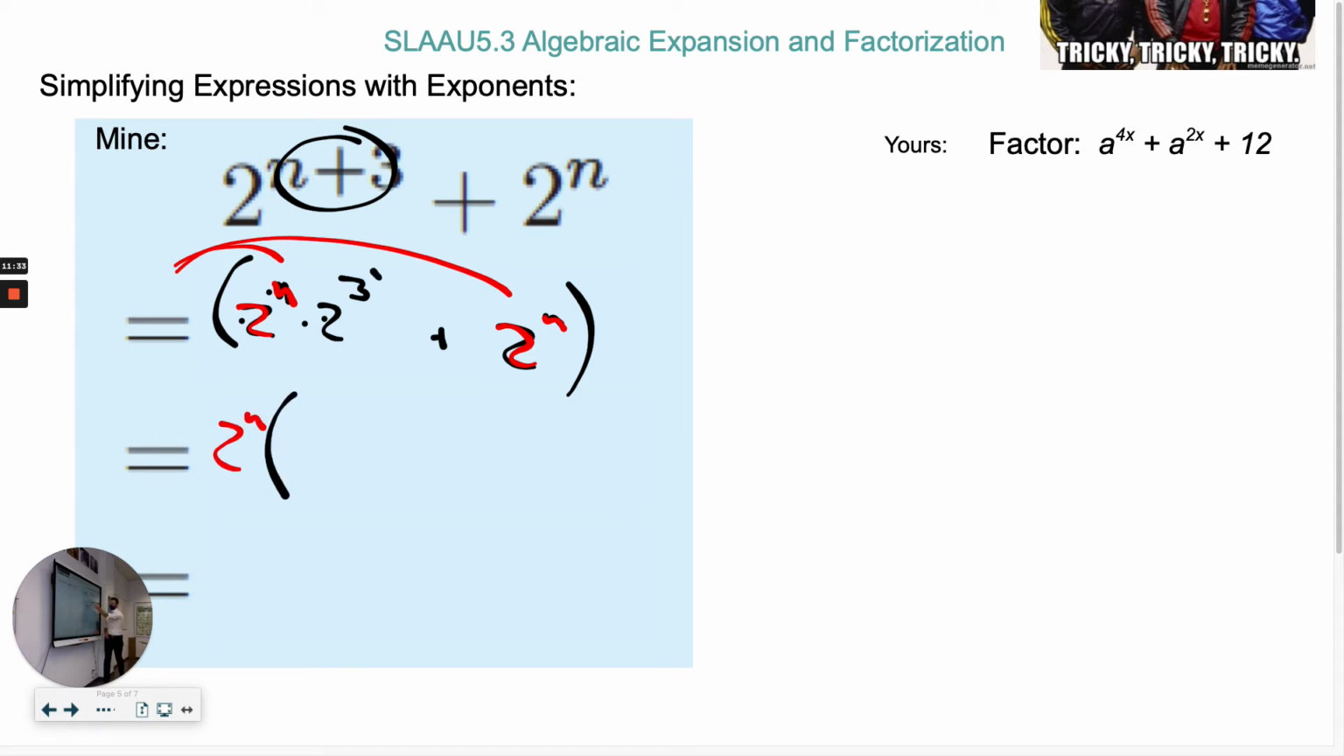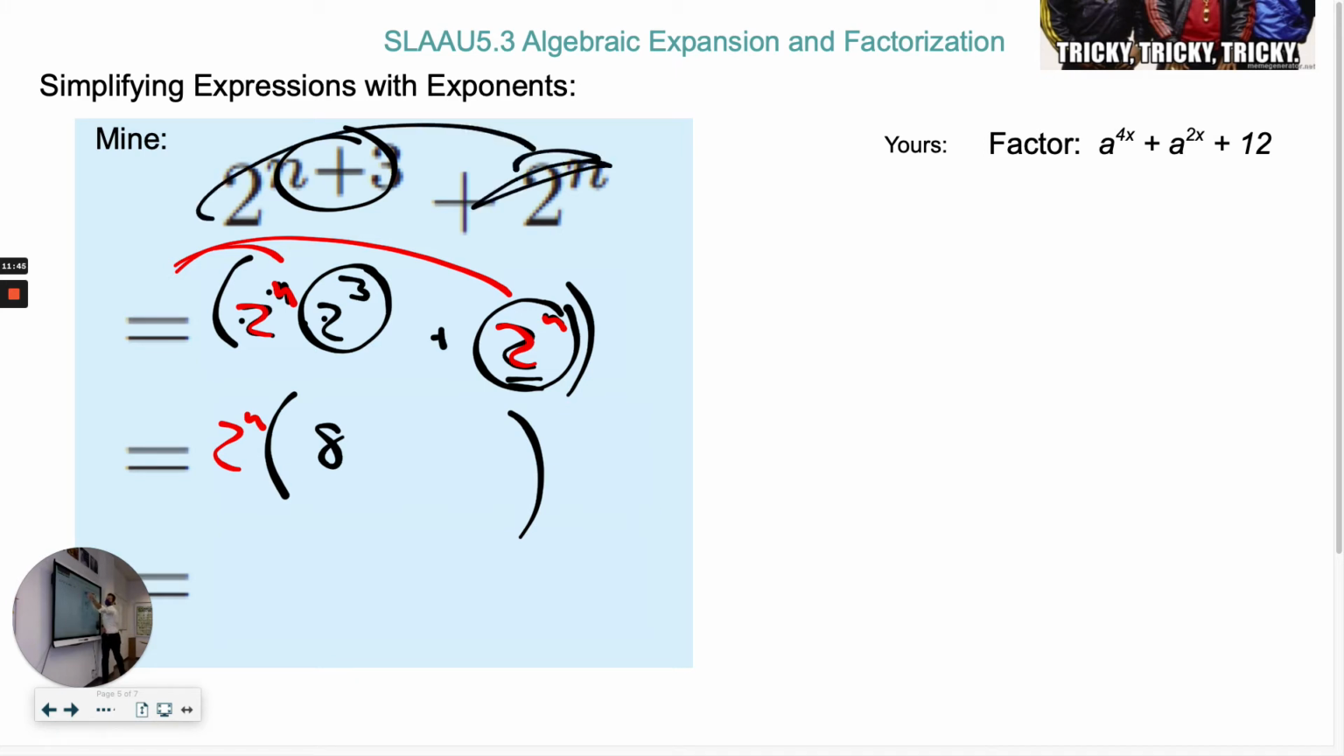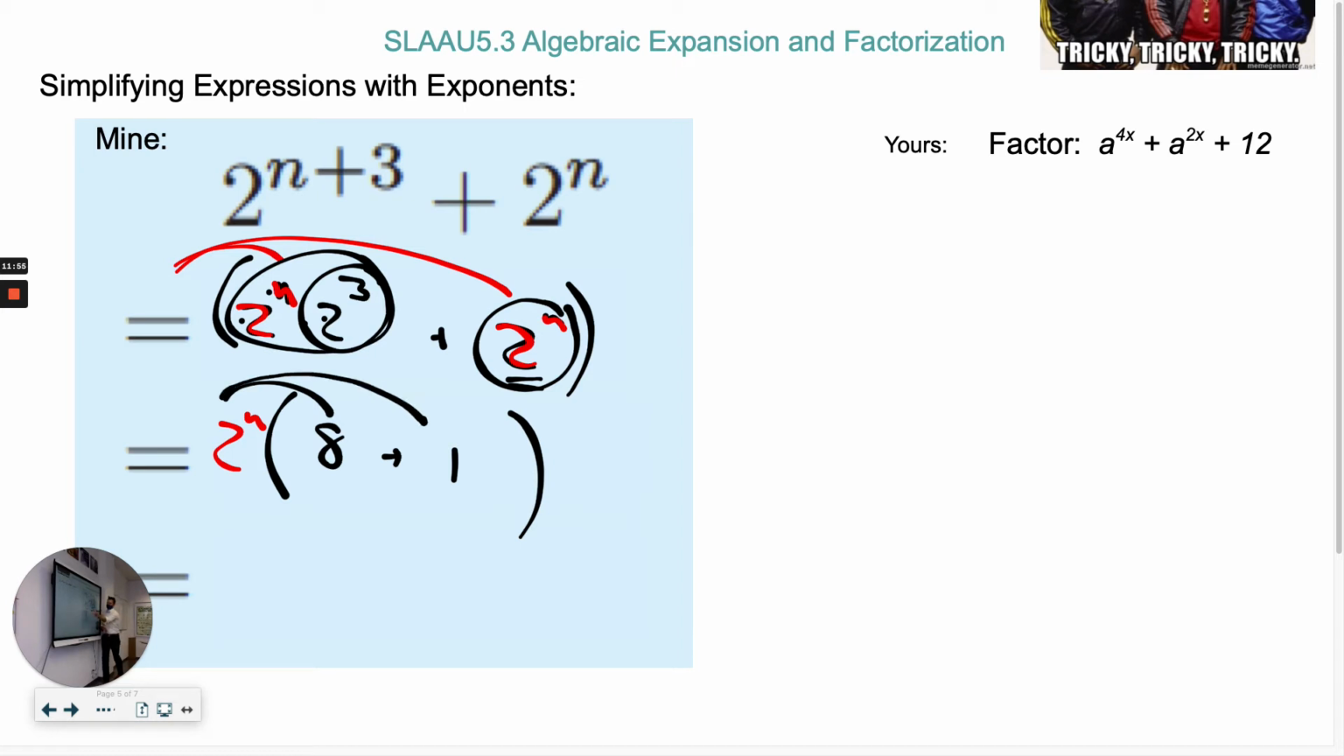Tricky! 2 cubed is 2 times 2 times 2, so 8. We got to leave a placeholder there, right? If you factor this out and you don't leave a 1, it's no longer a binomial, and this one stops existing. So we got to leave a 1 there. If you redistributed this, you'd get this back, and you'd get this back. We're happy about that, right?